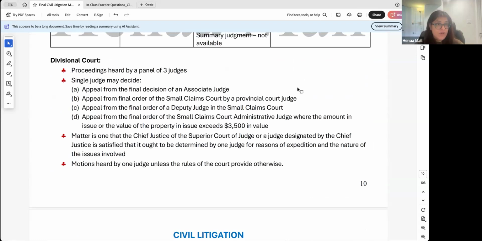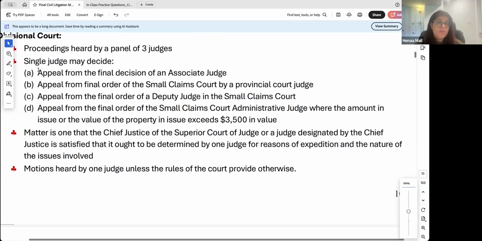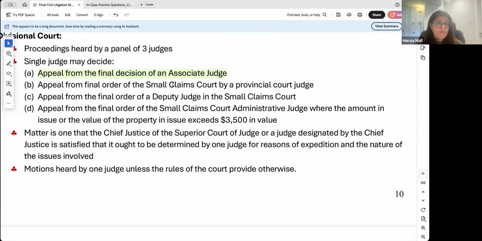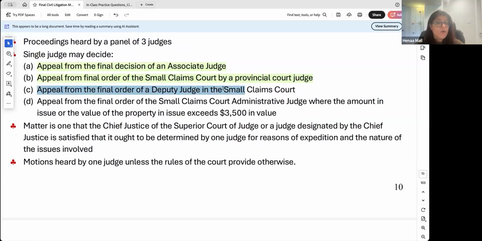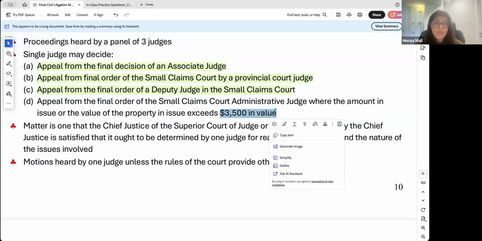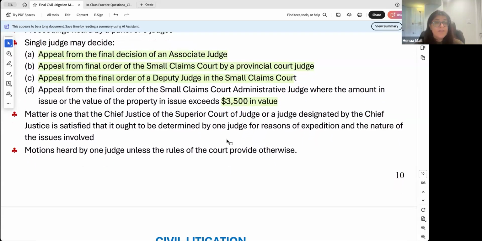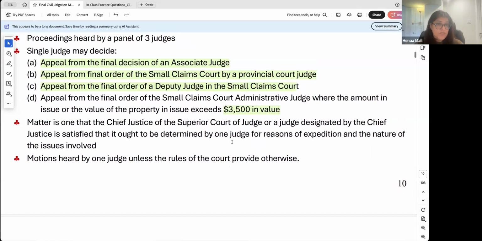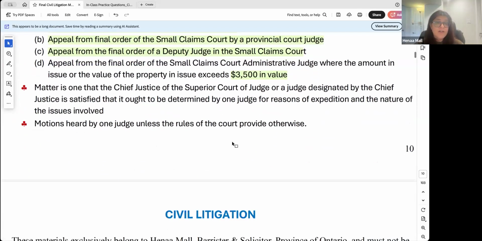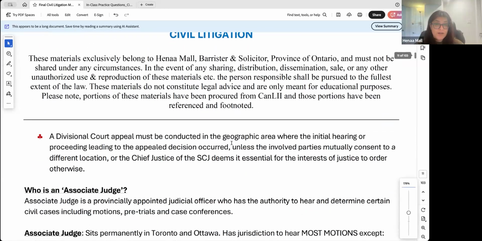Now, divisional court, I already explained, proceedings are conducted by a panel of 3 judges. A single judge may decide an appeal from the final decision of an associate judge, an appeal from the final order of a small claims judge by a provincial court judge, an appeal from the final order of a deputy judge in a small claims court, and an appeal from the administrative judge of a small claims court, value of which exceeds $3,500. Like I said, this has now become 5,000, but we are going to study 3,500. The matter is the one that the Superior Court of Justice, or the Chief Justice of Superior Court of Justice, thinks ought to be brought before the divisional court. Motions are heard by one judge unless the rules determine otherwise.